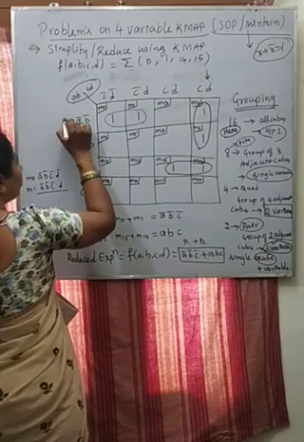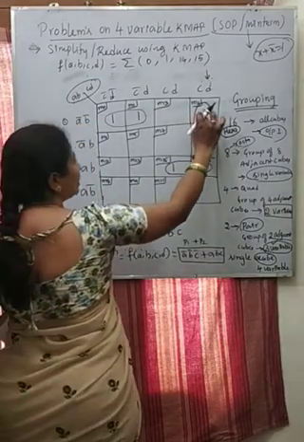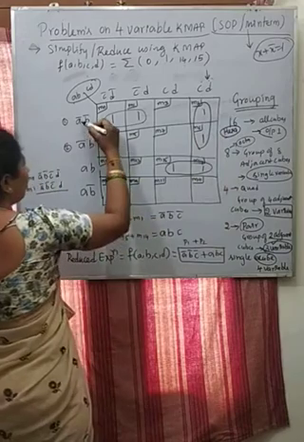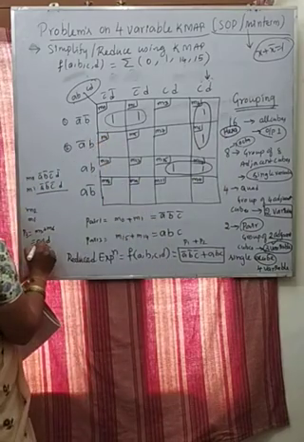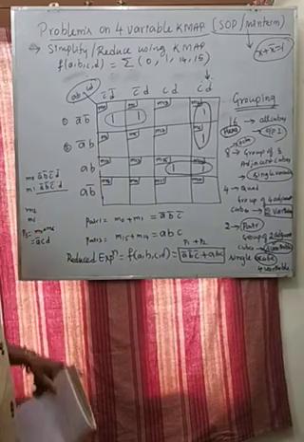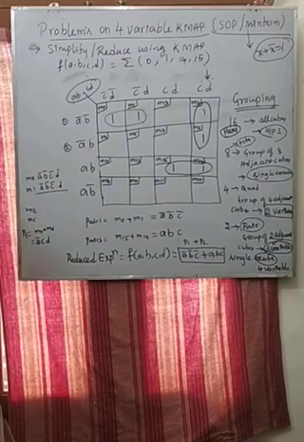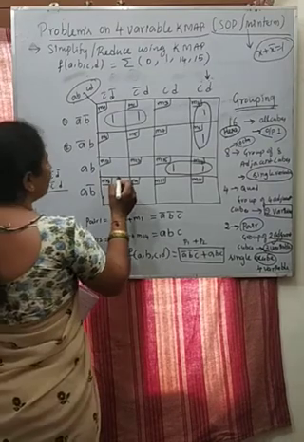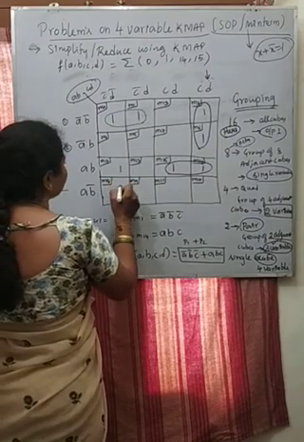Among these two, it is present in row 1 and row 2. Among row 1 and row 2, what is common? A complement is common, B complement and B get cancelled. Hope you understood. Suppose here these two are present.